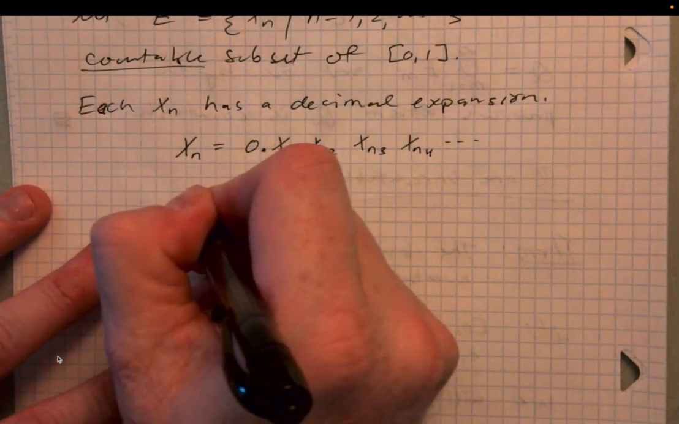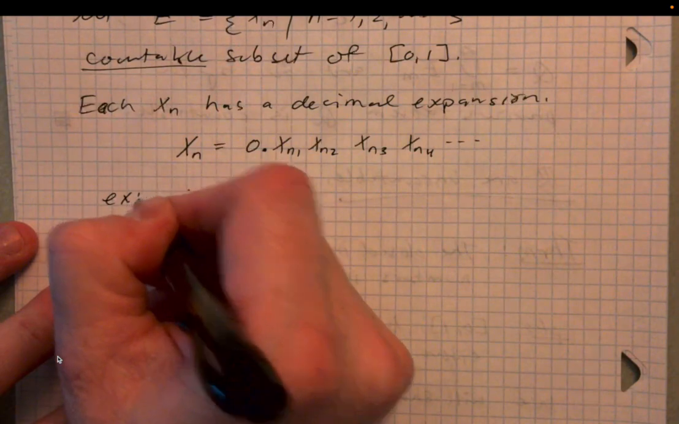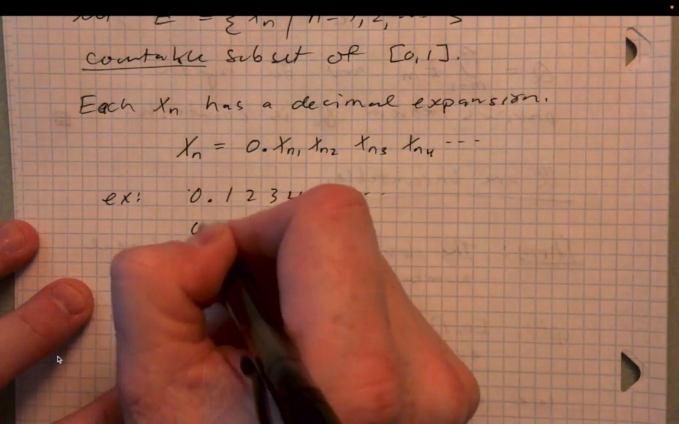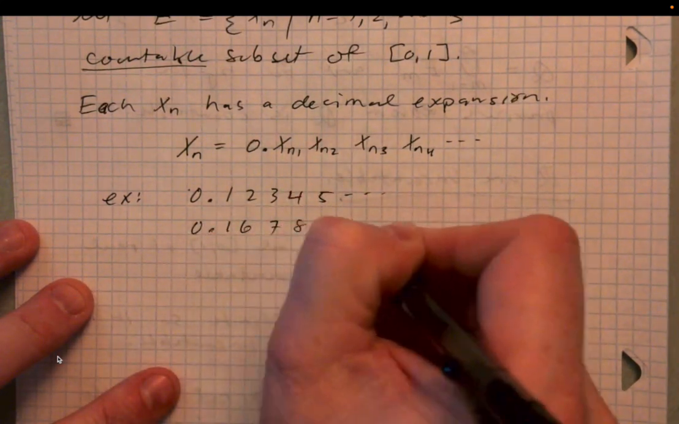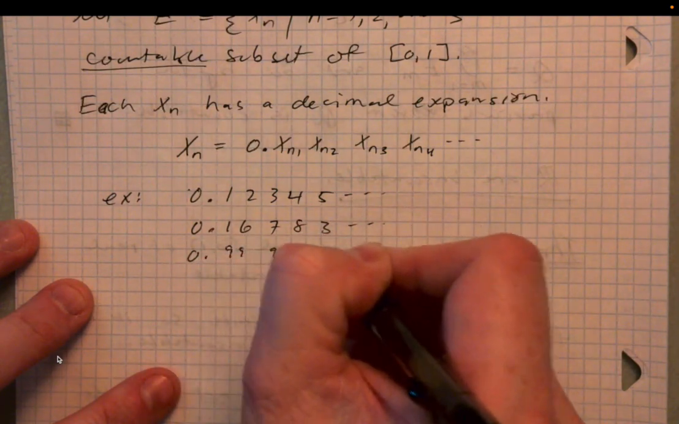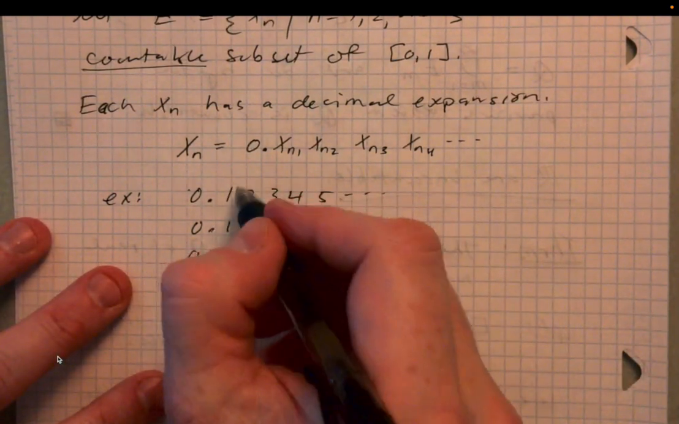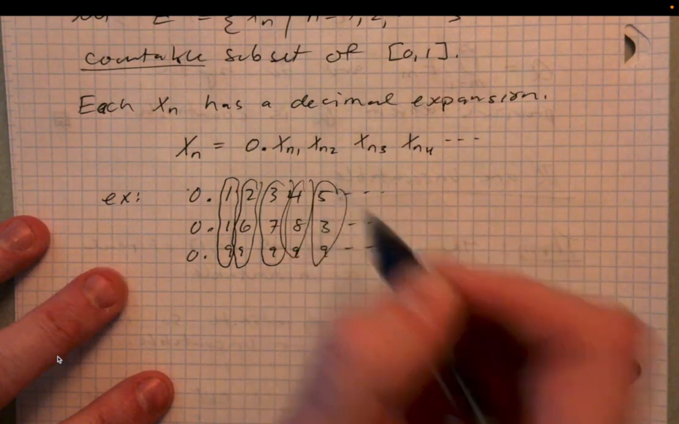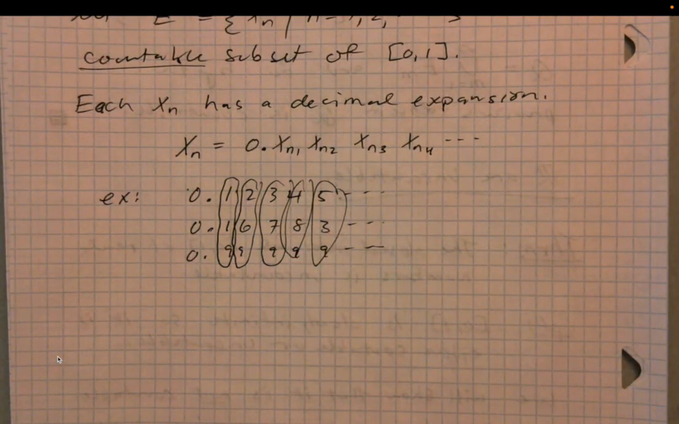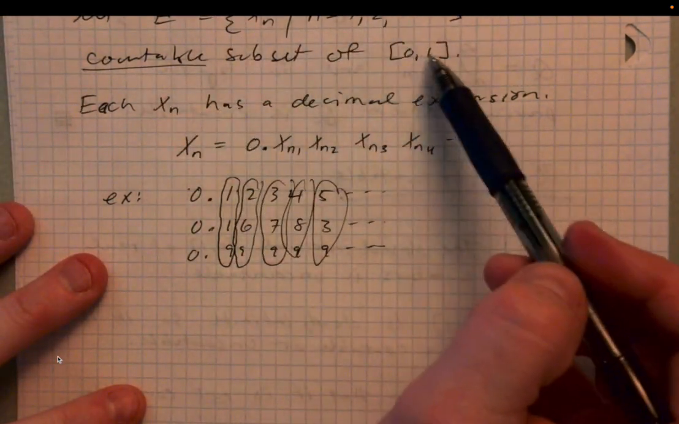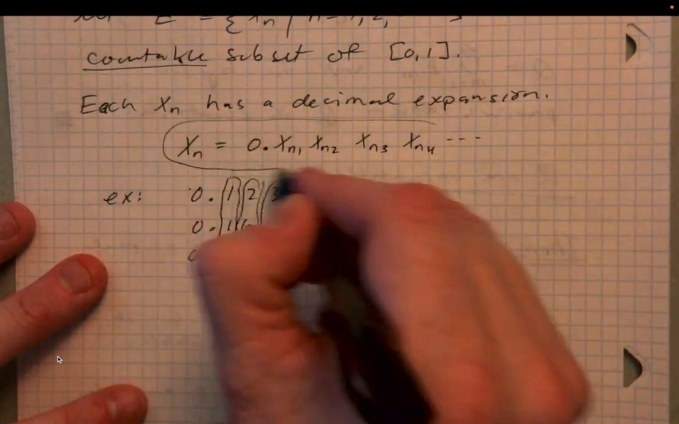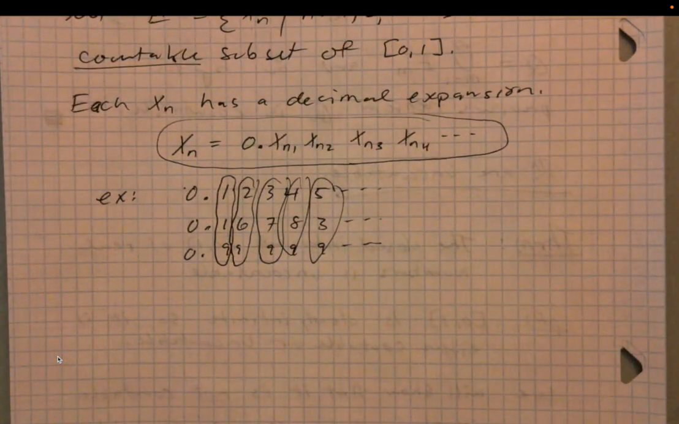Well, for example, you would have something like 0.12345..., 0.16783..., 0.99999... So here's your xn1s, here's your xn2s, here's your xn3s, xn4s, xn5s. So you've got this countable subset of 0, 1, and everything in the subset we could think of as having this kind of infinite decimal expansion since these are real numbers.